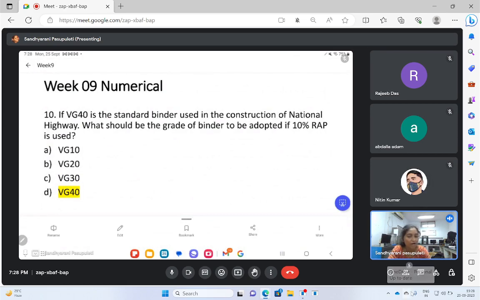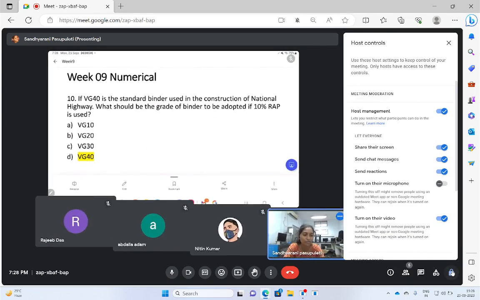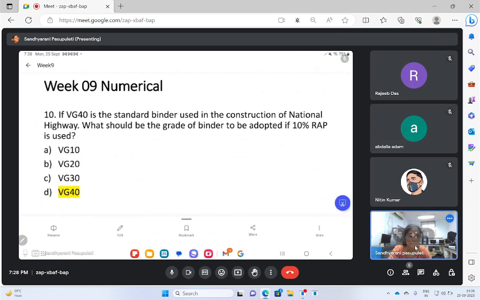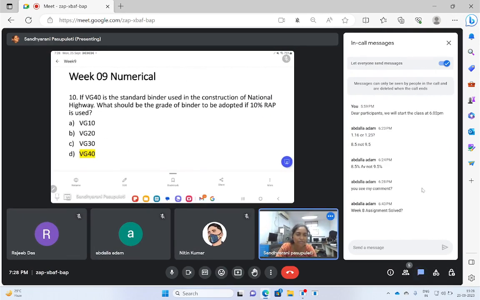Okay. Are there any doubts to discuss further? You can turn on your microphones and ask. Are there any doubts in the chart?